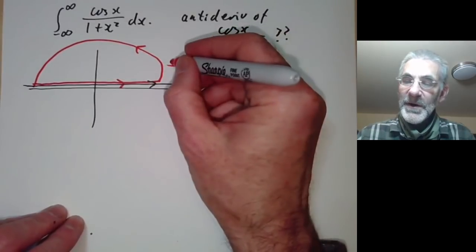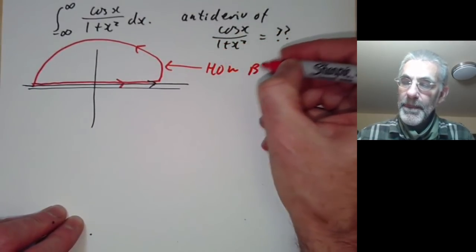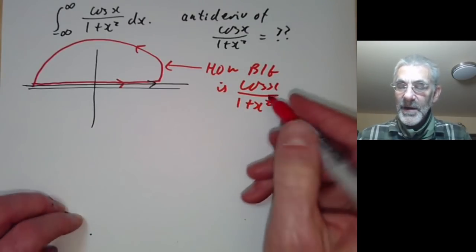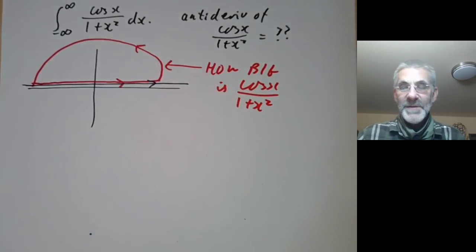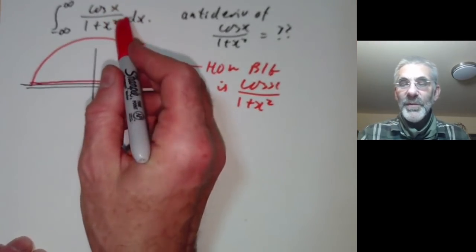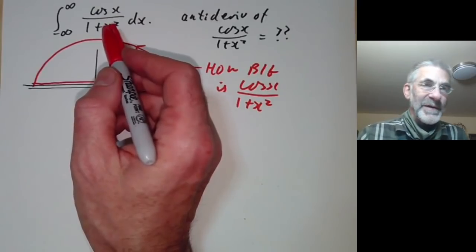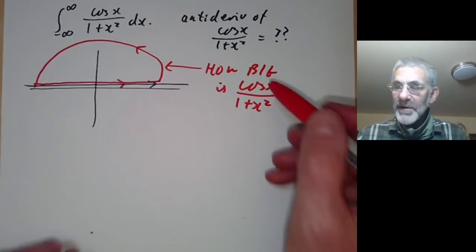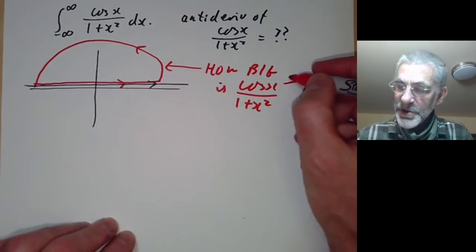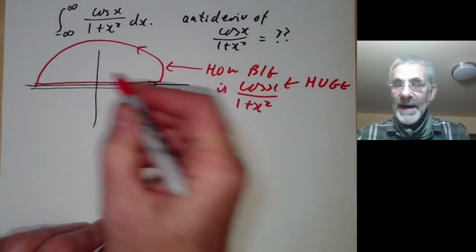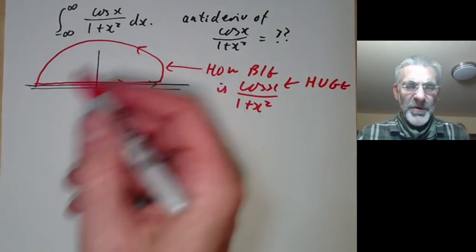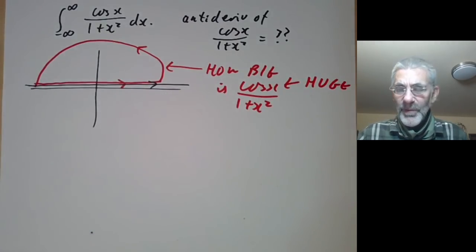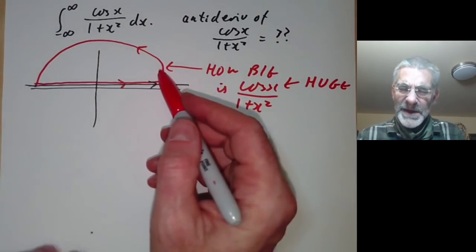So the first thing we ask is, how big is cosine x over 1 plus x squared on this semicircle? And you think, well, that's easy, because cosine x is bounded by 1, and 1 plus x squared is very large, just like in the previous video, so this is going to be 0. That's completely wrong, because cosine x is huge when x has large imaginary parts. The idea that cosine x is bounded is just completely wrong for complex analysis. And we just seem to be stuck.